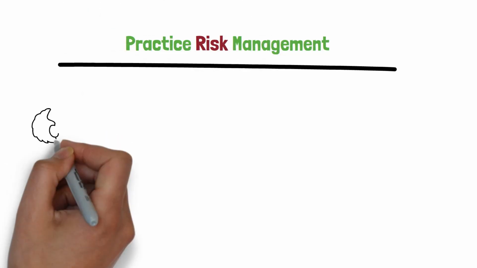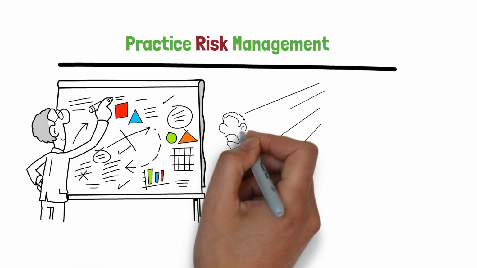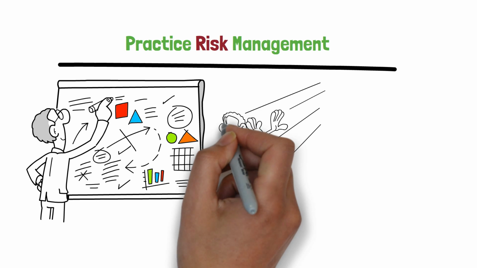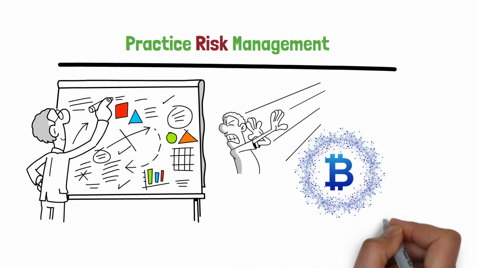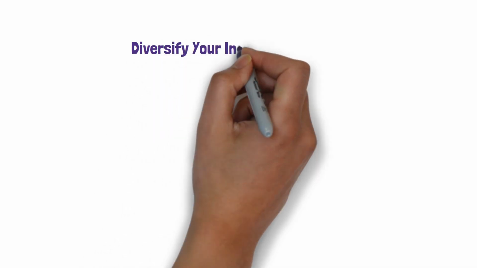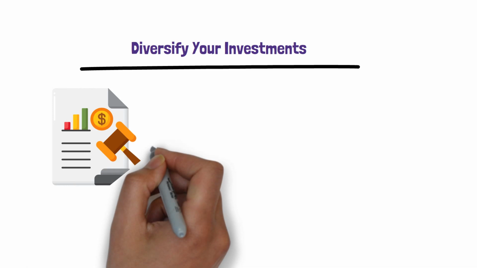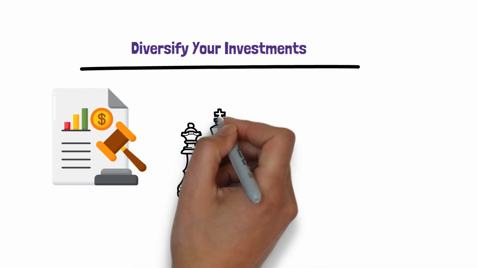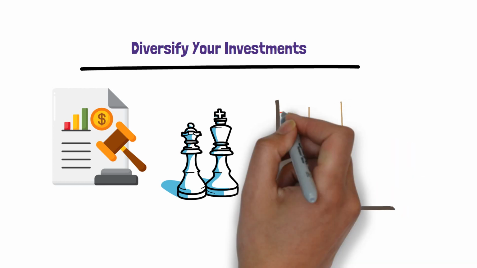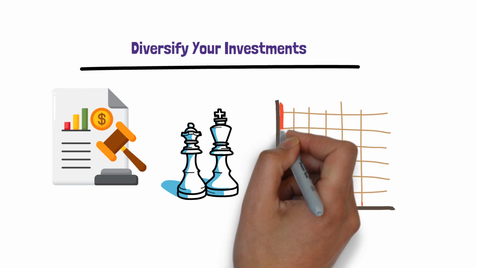Thirdly, practice risk management. It's essential to establish clear risk management strategies to protect your capital. Avoid overexposing yourself to high-risk trades, as volatility in the crypto market can lead to substantial losses if not managed properly. Finally, diversify your investments. Diversification is a fundamental principle of investing. Consider spreading your investments across different assets and trading strategies. This helps minimize risk by reducing your reliance on the performance of a single asset or strategy.